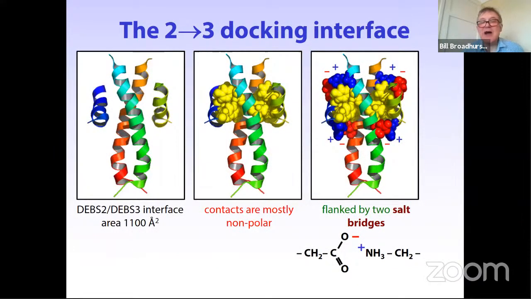So let's focus on how the claws of the DEBS2 pincers clamp onto either side of the DEBS3 coiled coil. Now, most of the interface between the pincer helices and the coiled coil turns out to be occupied by sticky nonpolar groups represented by the yellow atoms in the middle of this figure. However, we also found pairs of complementary electrostatic interactions between pairs of opposite electrical charges at the top and at the bottom. These correspond to negatively charged carboxylic acid groups that nestle up close to positively charged primary amine groups, forming features that are called salt bridges.